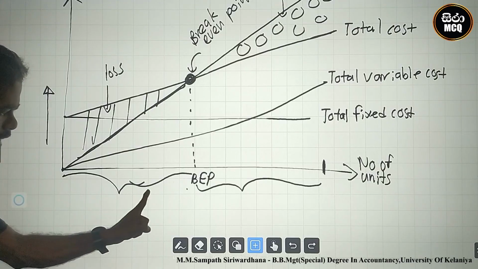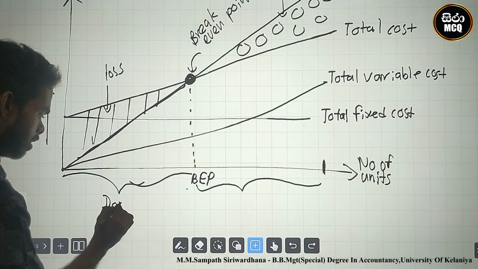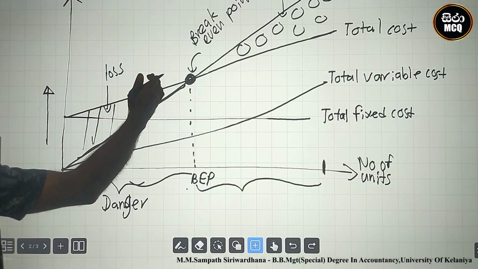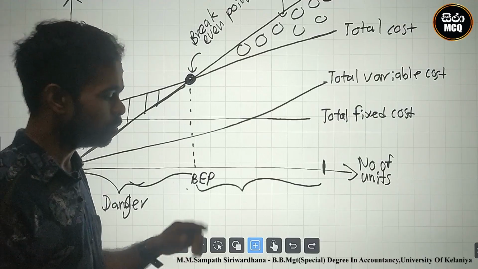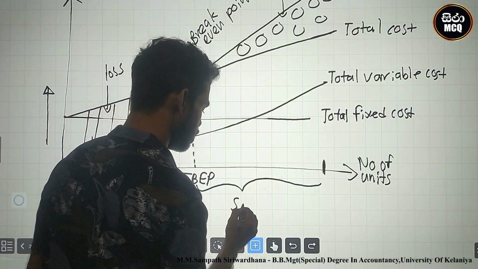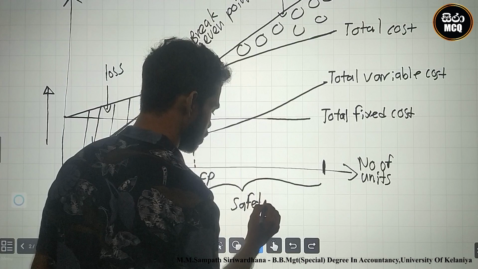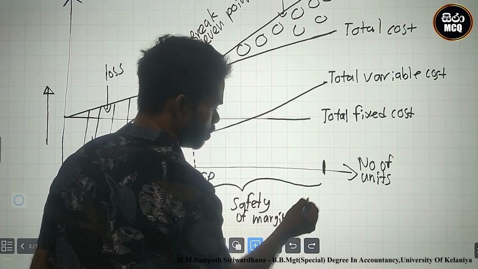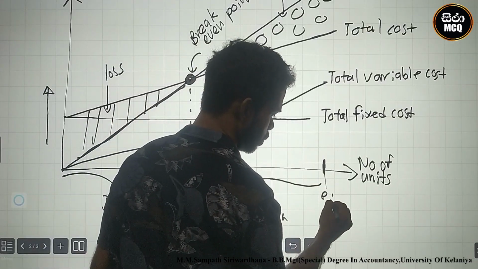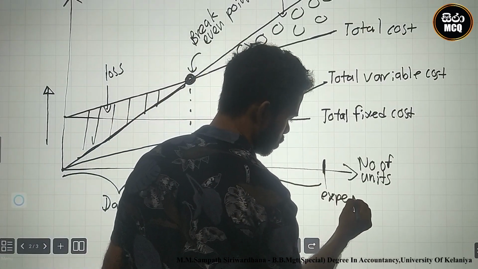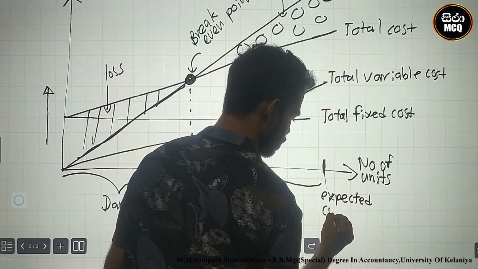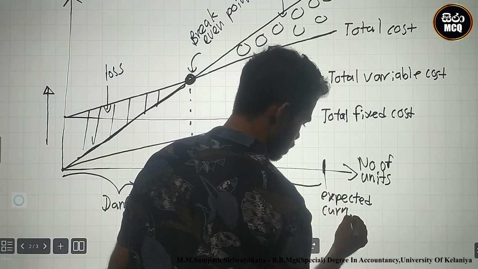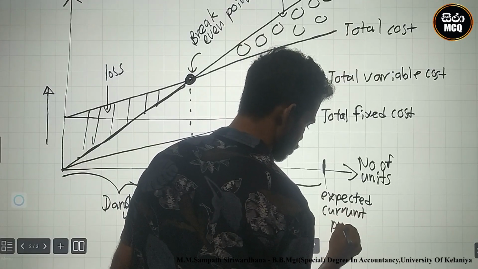This is the break-even point. This is the danger area. Danger. There are no profits. Why? There is a loss up to the break-even point. After the break-even point, there is a margin of safety. What is this one? This is the expected current production.